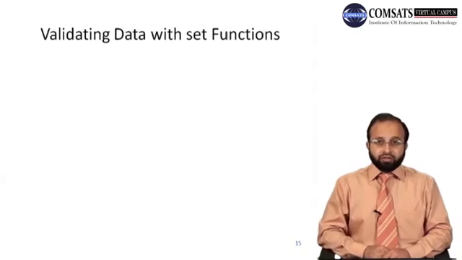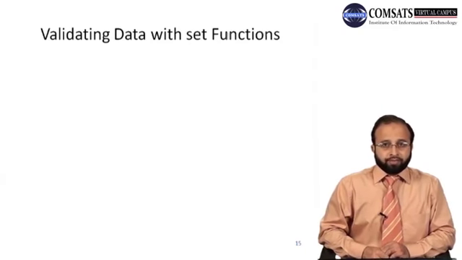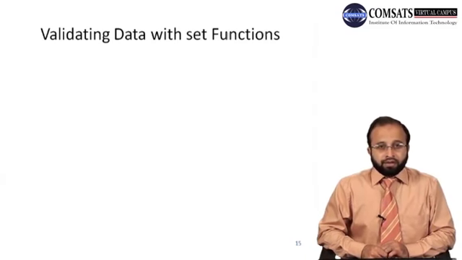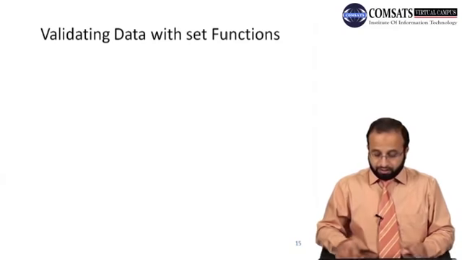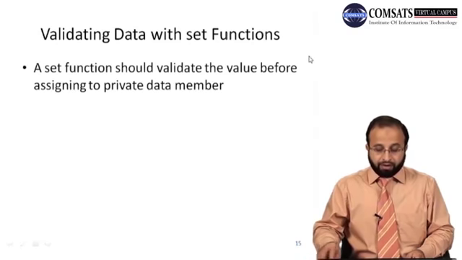we have the feet and inches distance class. You never heard a distance of -3 feet and 2 inches. It's an invalid distance, right? Similarly, we cannot have a distance of 5 feet and -8 inches. No, that's not a valid distance. So what we can do is validate such things in the program. A set function should validate the value before assigning it to the private data member of the class.